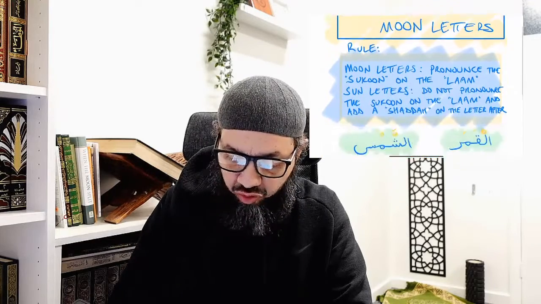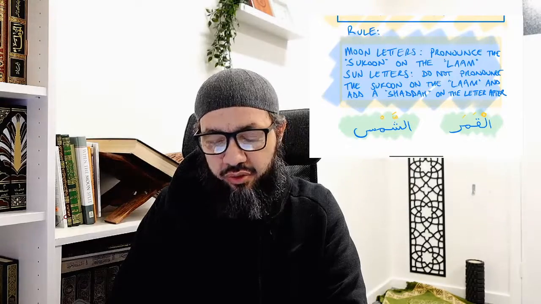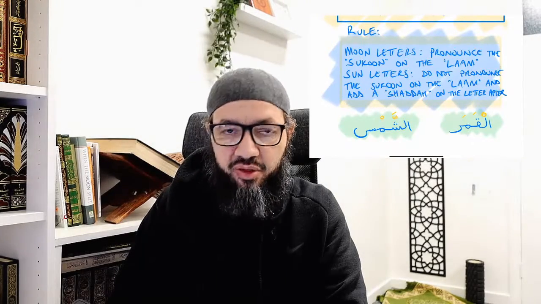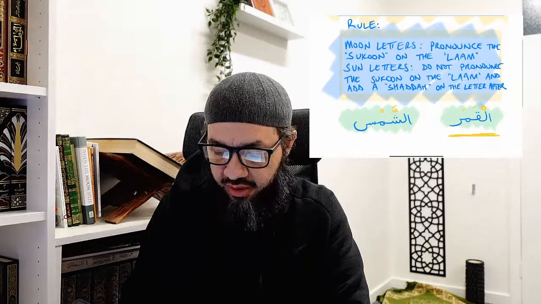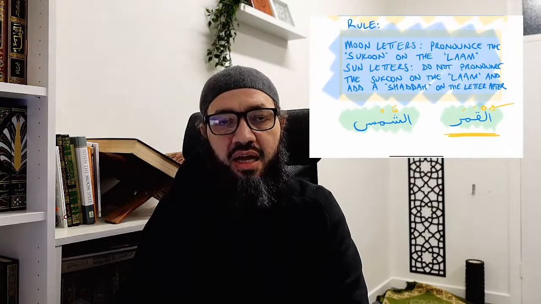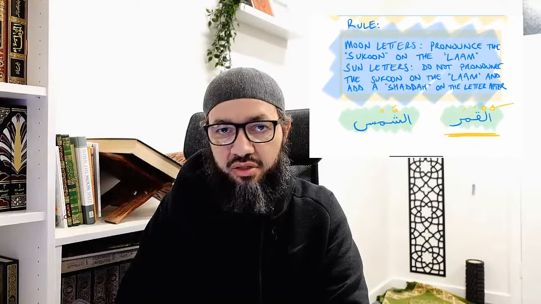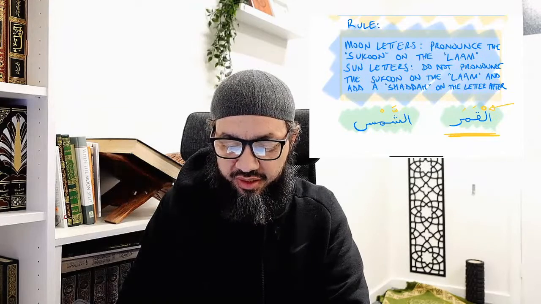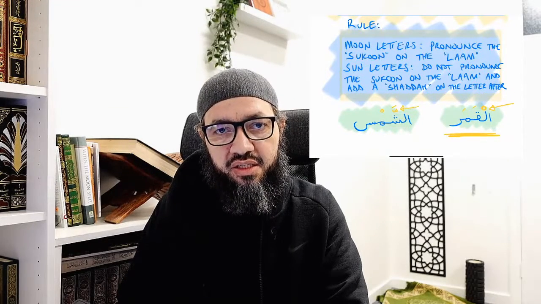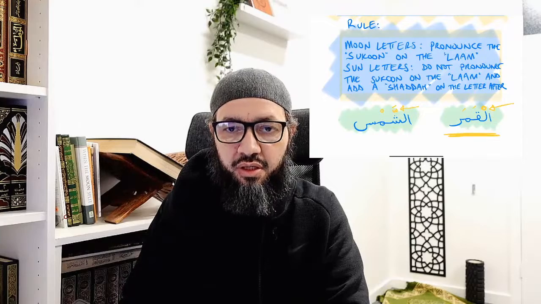The rule for that is, when you have a moon letter, you pronounce the sukoon on the lam. And with regards to sun letters, you do not pronounce the lam, and instead you add a shadda to the letter which comes afterwards. Here are the 2 examples you can see. Here you can see the sukoon. It says al-qamar. Al, you have to pronounce the lam, right? And you have the sukoon on top of the lam. And you have ash-shams. You can see there's a shadda on top of the sheen, the letter that comes after the lam, and you don't pronounce the lam when you say this word. You say ash-shams.